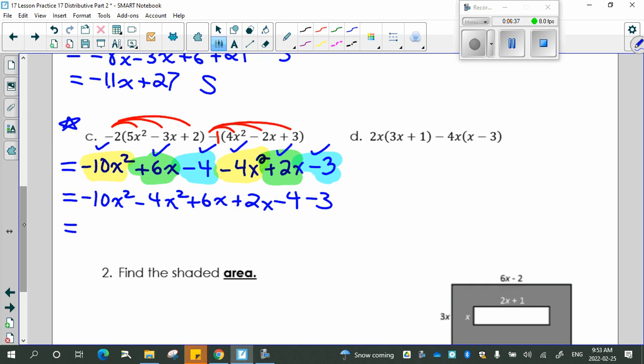Negative 10x squared minus 4x squared is negative 14x squared. Positive 6x plus 2x is positive 8x. Negative 4 subtract 3 is negative 7. Okay, try D on your own. So you're going to do the expand step first, then the simplify.